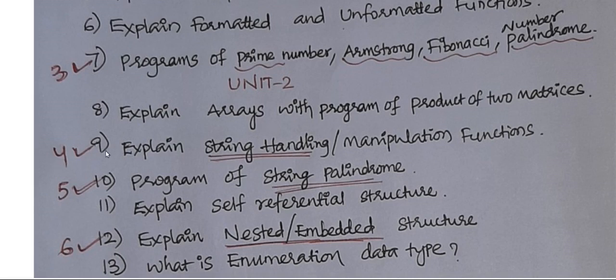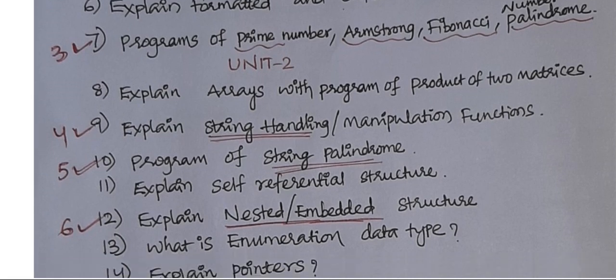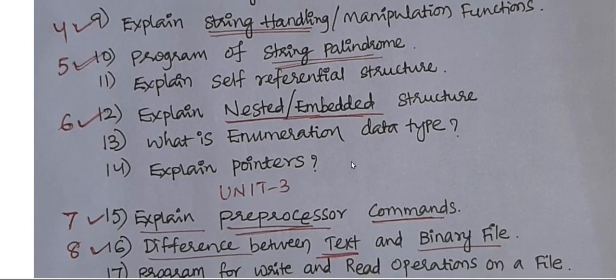Next question, ninth question, explain string handling or manipulation functions, string functions. Okay. Next, 10th question, string palindrome program. Number palindrome, string palindrome. These two are very important programs. Next, explain self-referential structure with a program. Okay. Next, 12th question, explain nested or embedded structure, program and explanation.